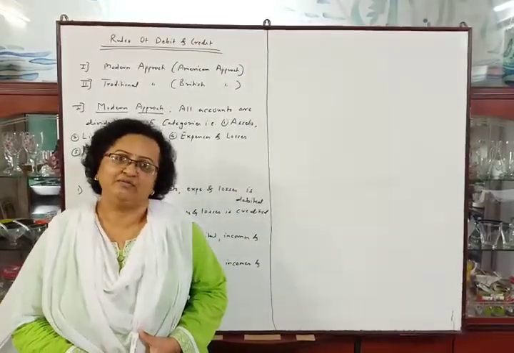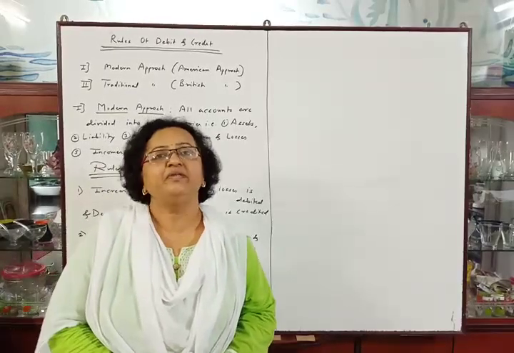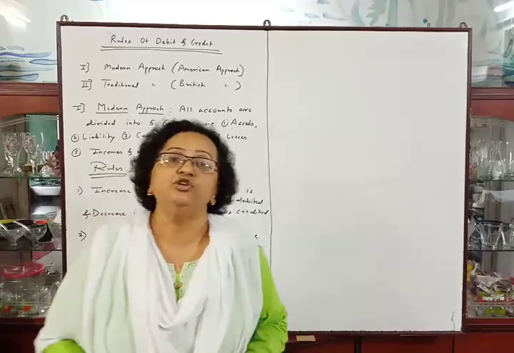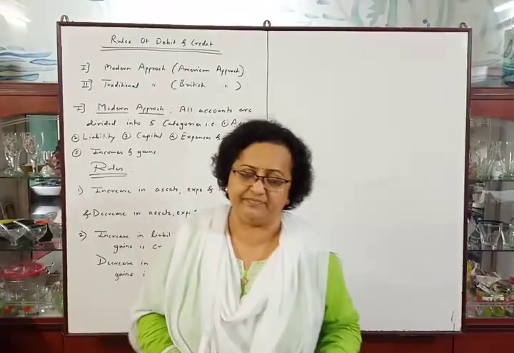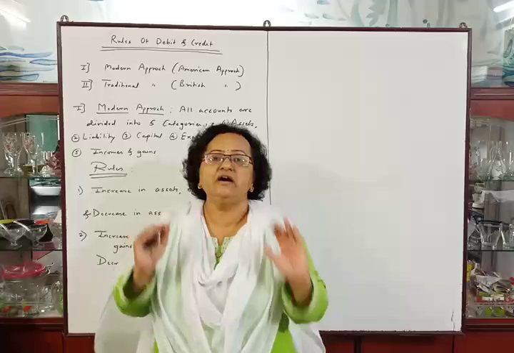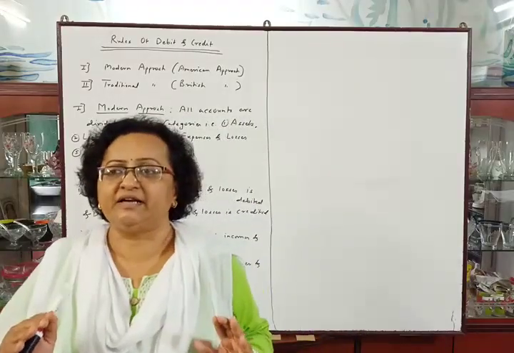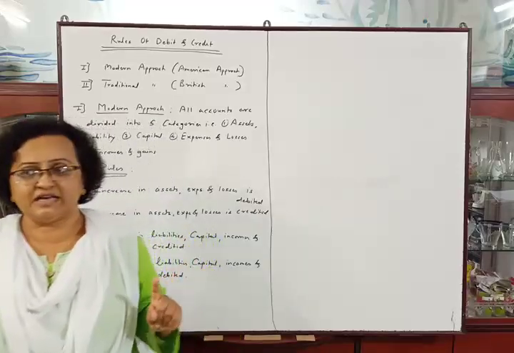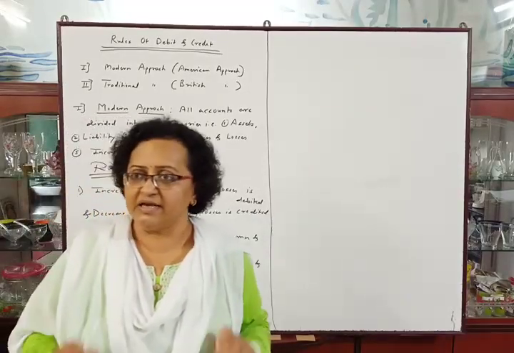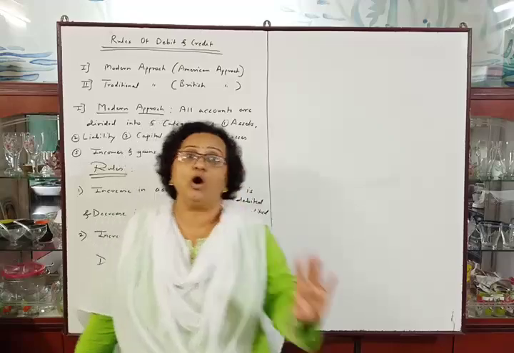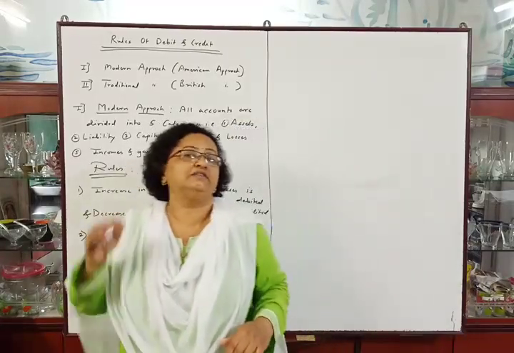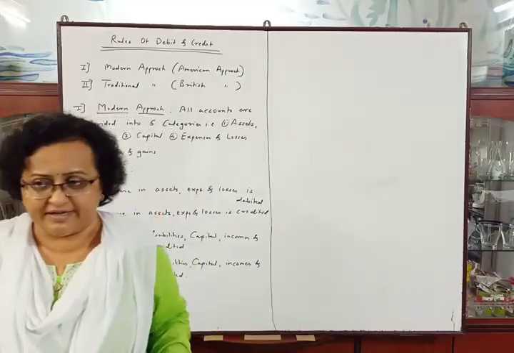Today we will study a new point which is very interesting, that is using debit and credit. We have learned the concept, that is dual aspect concept, and we know that every transaction in accounting is recorded in at least two accounts. It means total amount debited is always equal to total amount credited. Okay?